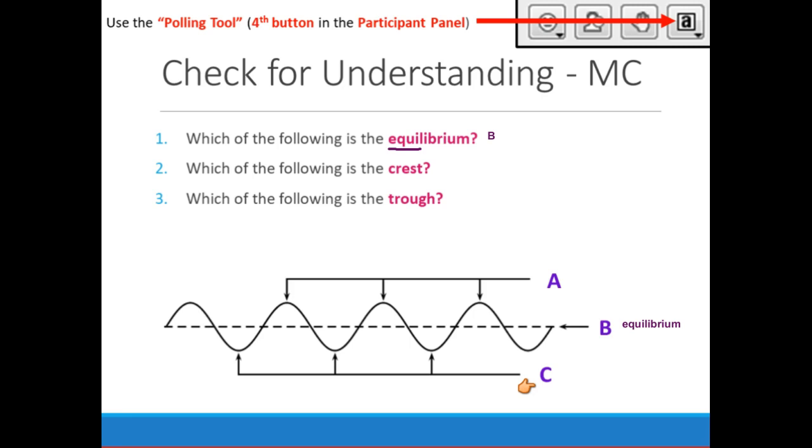And Zoe P. Which of these is the crest? A or C? Libby, please do not put answers in the chat box. Thank you.